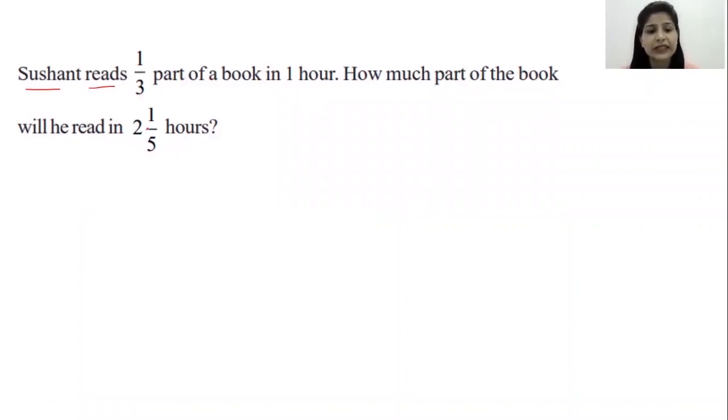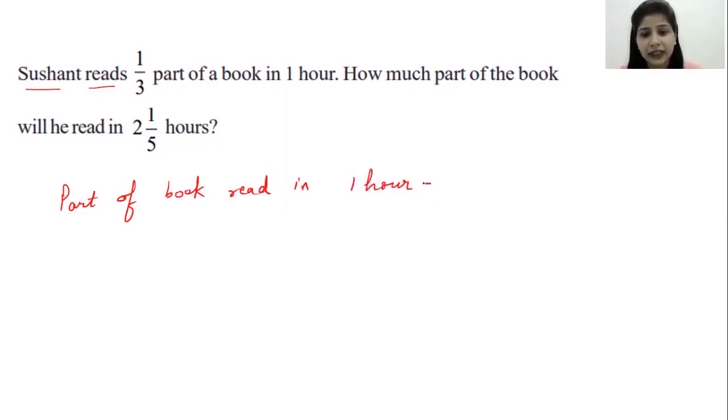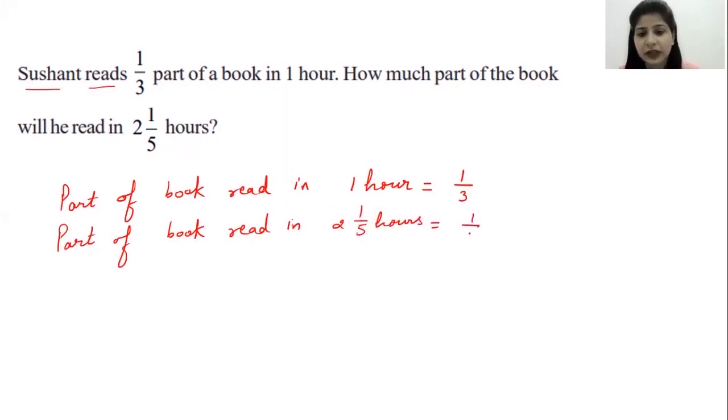Okay, so this 2 whole 1/5 hours is more than 1 hour. So we know part of book, what are we given with? Read in 1 hour. In 1 hour, we are given he reads 1/3 part of the book. Now, what do we have to calculate? Part of book read in 2 whole 1/5 hours, right? So what will we do? 1/3 multiplied with 2 whole 1/5.